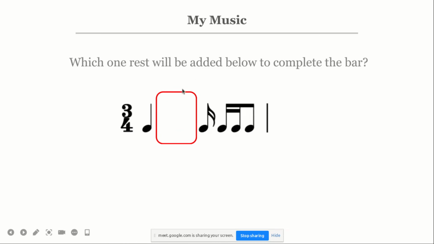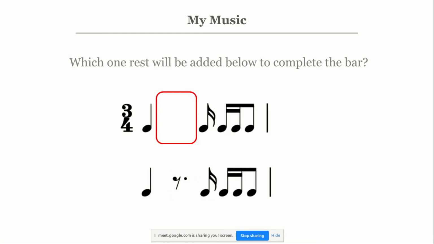Which rest will we add here to make it a complete bar? A quaver rest with a dot. A quaver rest with a dot. You're right. That's correct.